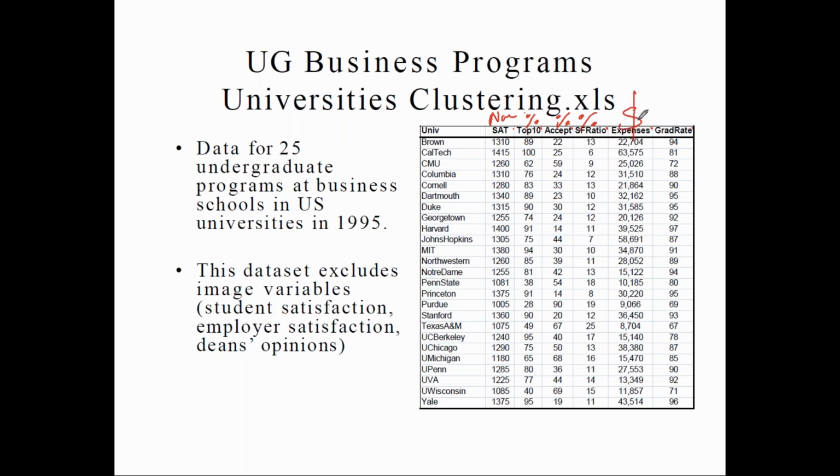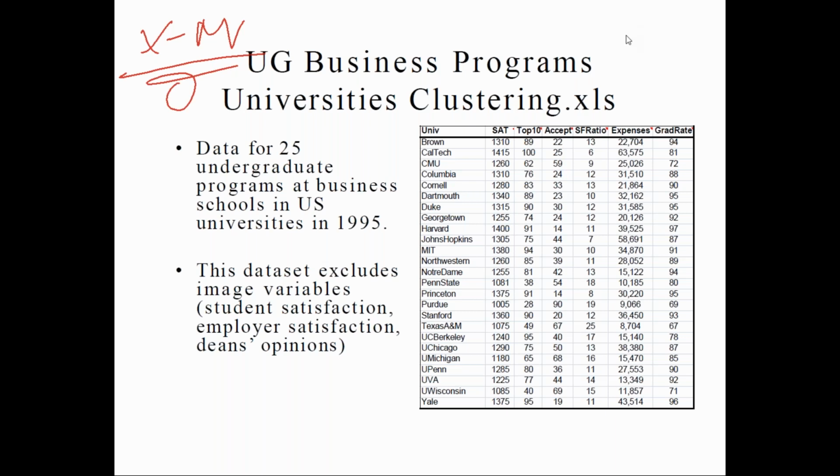Graduation rate will be in percentage. So one is in numbers, another three to four are in percentage, one is in dollars. If you have different units, what should you do? Standardization or normalization we need to do. So what is the formula for standardization? X minus mu divided by sigma.